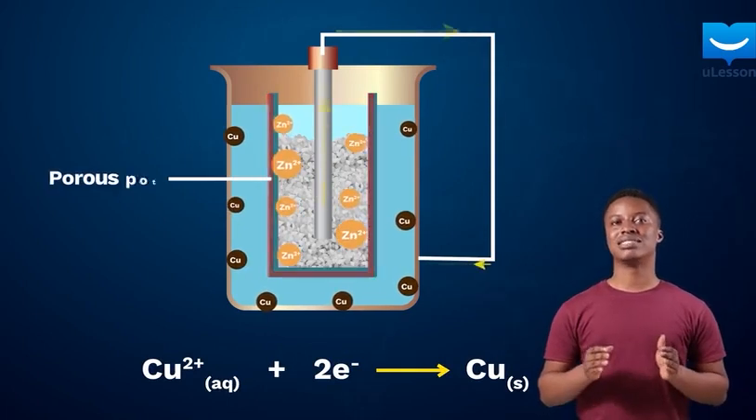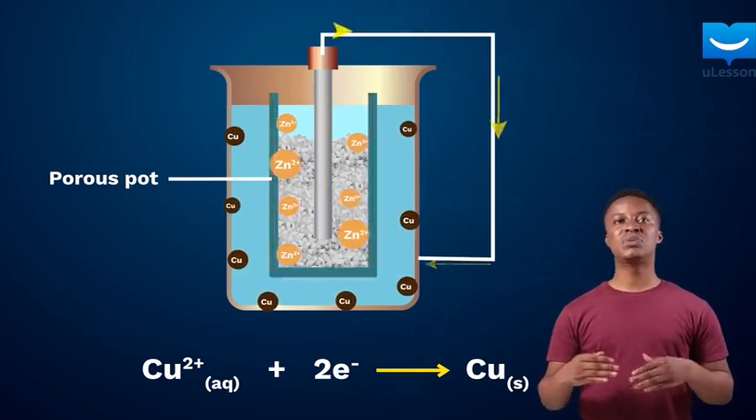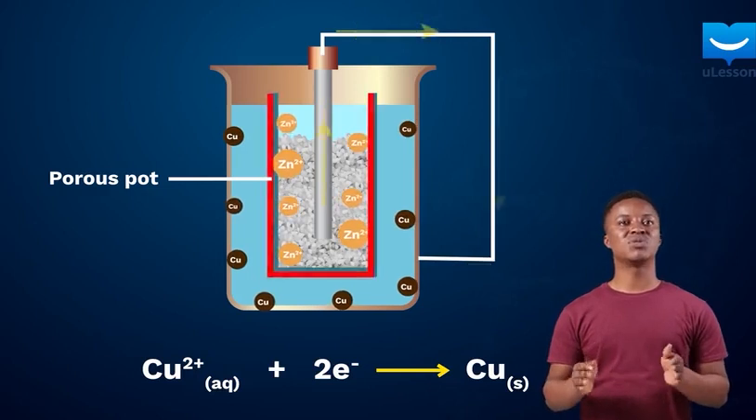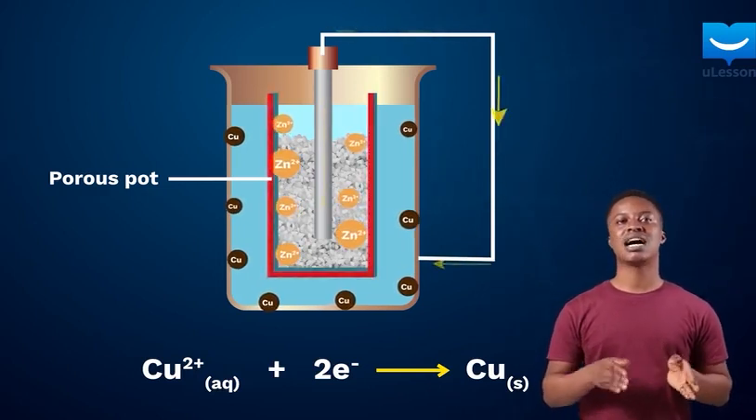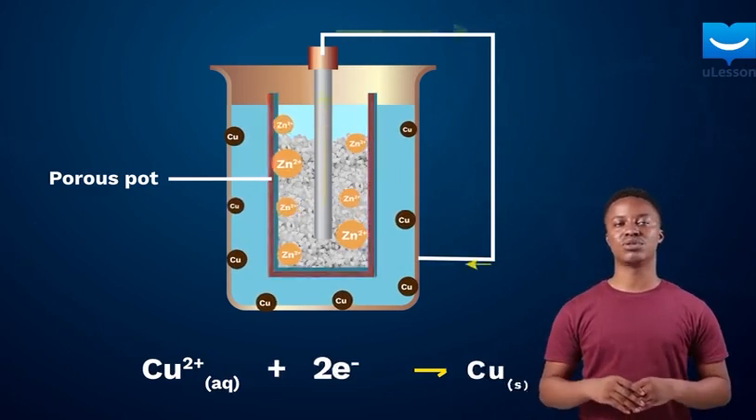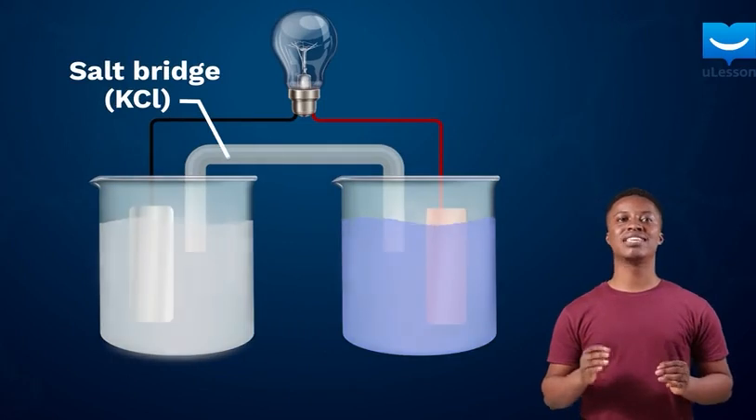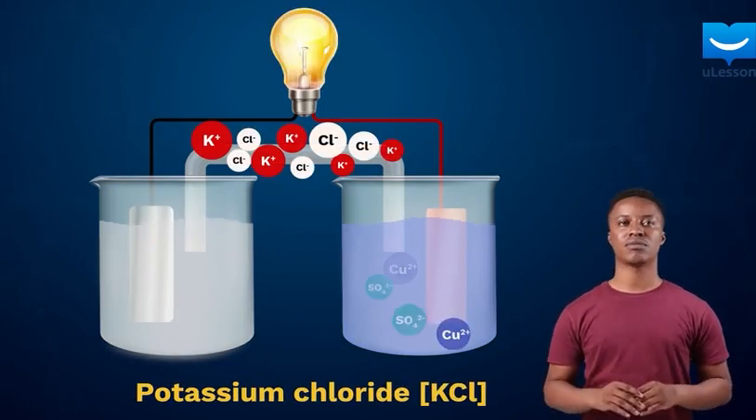The porous pot in the cell acts as a porous partition or salt bridge, which prevents the two solutions from mixing together. It also allows for the free movement of ions between the copper(II) tetraoxosulfate(VI) and zinc(II) tetraoxosulfate(VI) solutions. To illustrate the movement of these ions through the salt bridge, let's use a much simpler model of the Daniell cell shown here. The salt bridge used here is a filter paper soaked in potassium chloride solution.